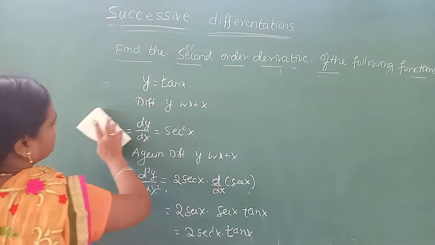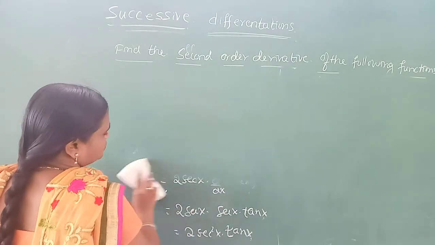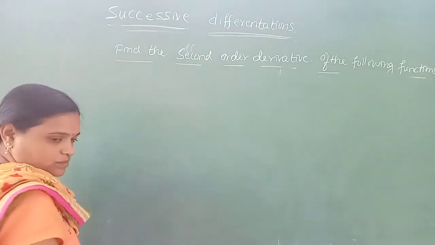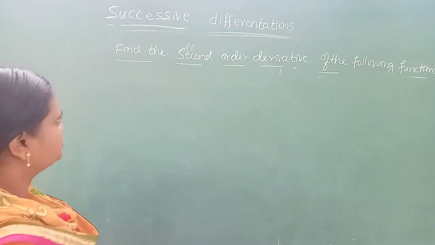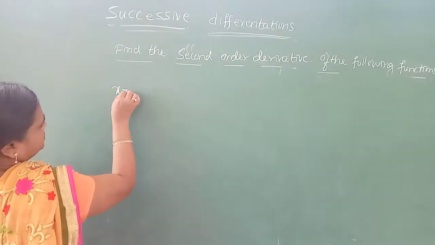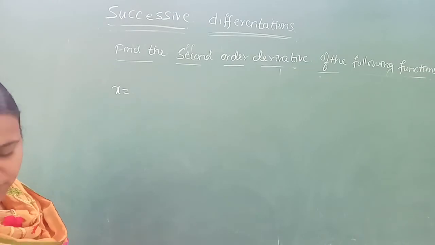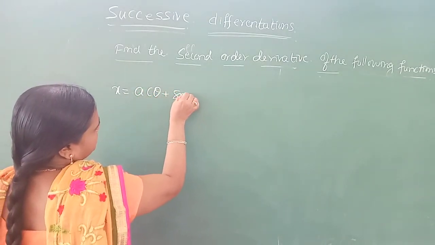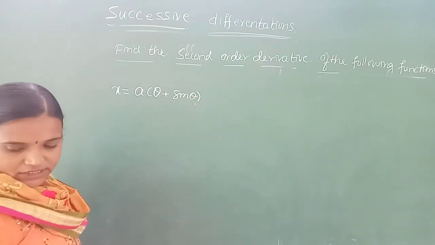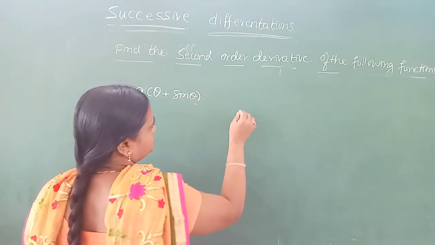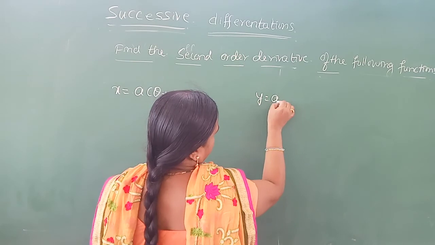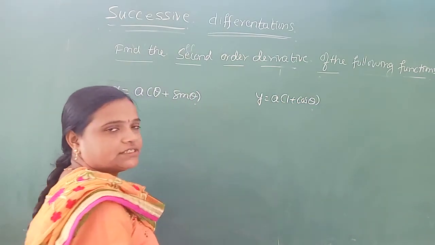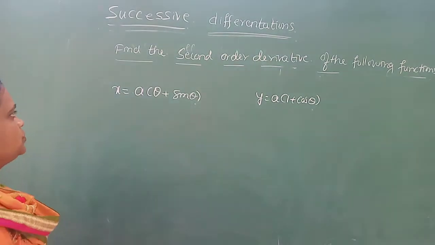We will take the next example. The next example is: if x is equal to a into theta plus sin theta, and y is equal to a into 1 plus cos theta. Find the second order derivative.